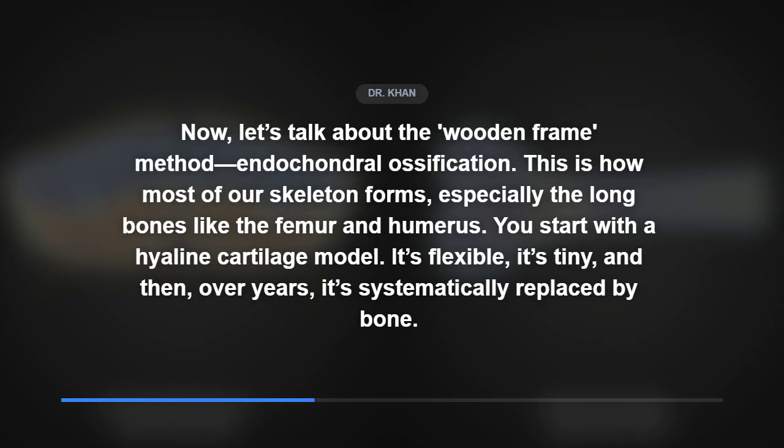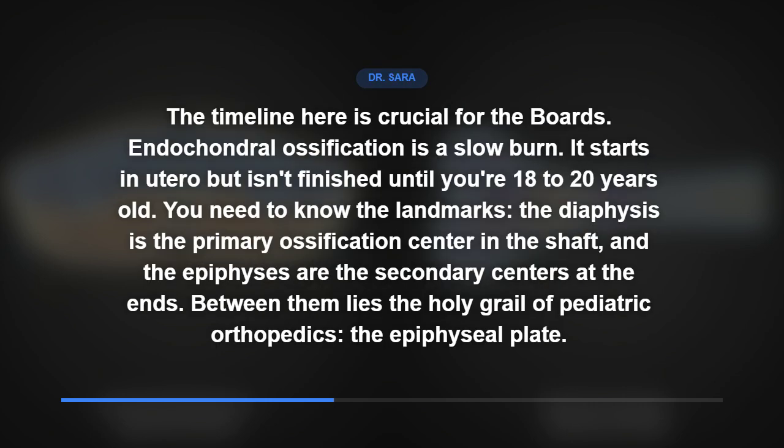Now, let's talk about the wooden frame method, endochondral ossification. This is how most of our skeleton forms, especially the long bones like the femur and humerus. You start with a hyaline cartilage model. It's flexible, it's tiny, and then over years, it's systematically replaced by bone.